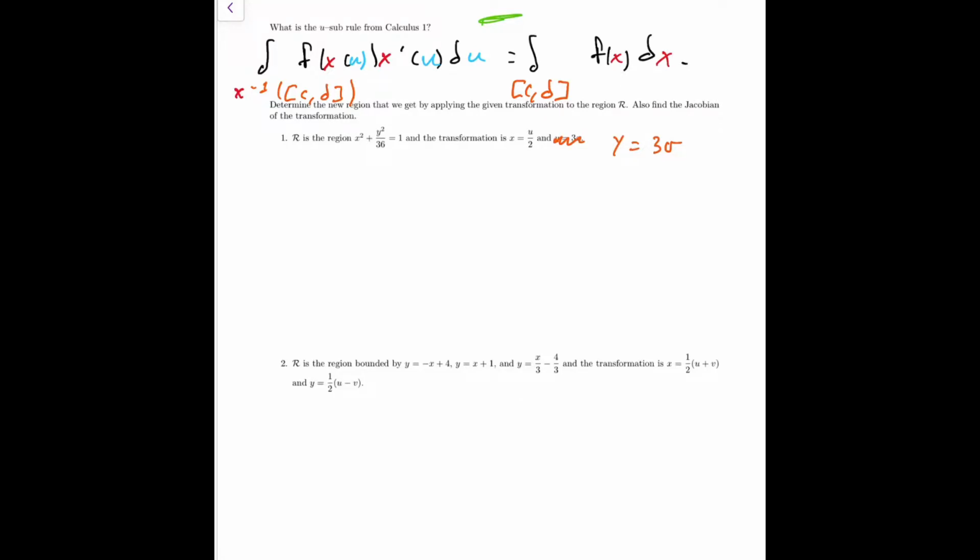Let's begin by sketching this curve in the xy plane. It's an ellipse. It is longer on the y-axis than on the x-axis, and the y-intercepts are plus and minus 6, and the x-intercepts are plus and minus 1.